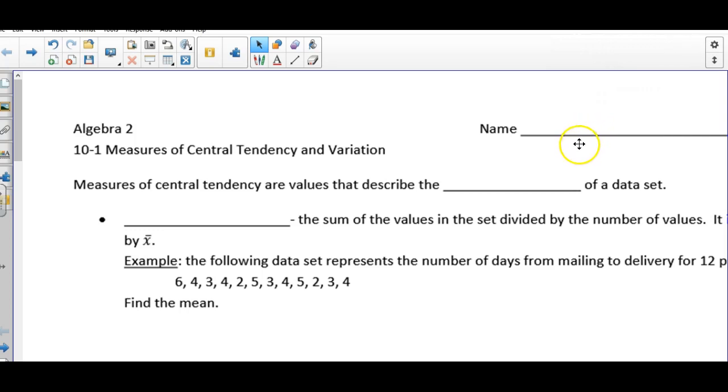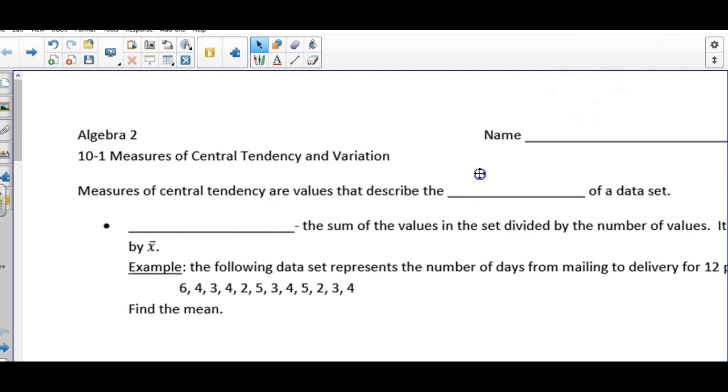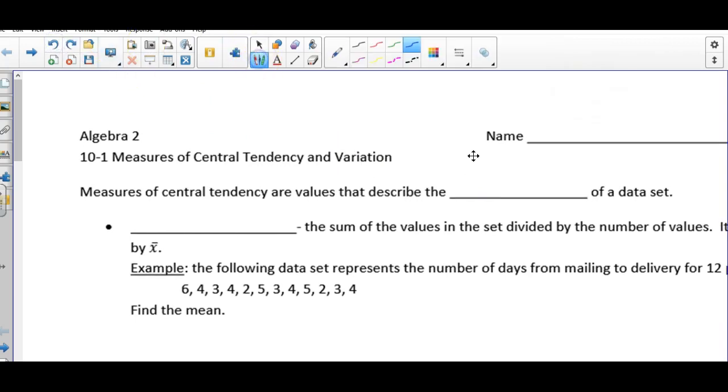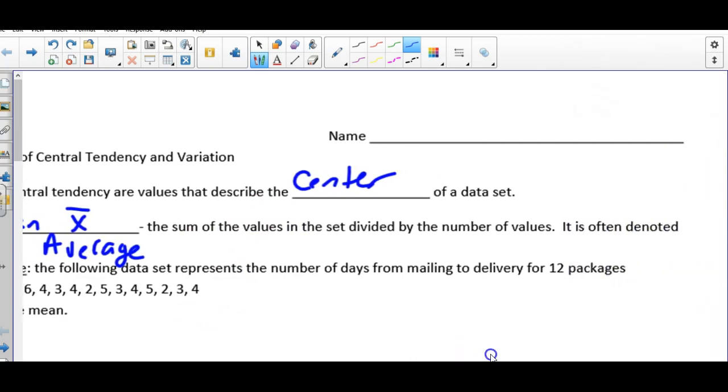Measures of central tendency are values that describe the center of your data set. Right here we have what's called the mean. You may see it written as X bar. It's also called the average sometimes. Average, mean, X bar, they're the same thing. It's the sum of the values in the set divided by the number of values.